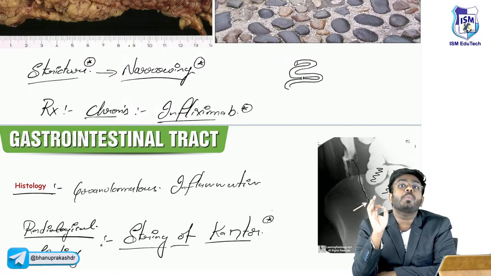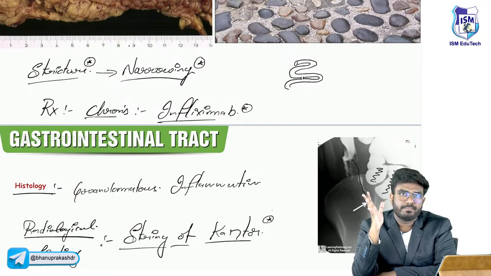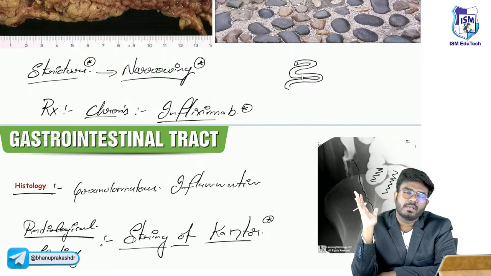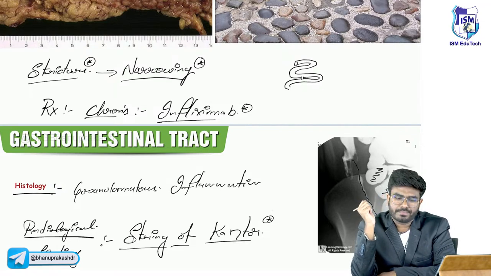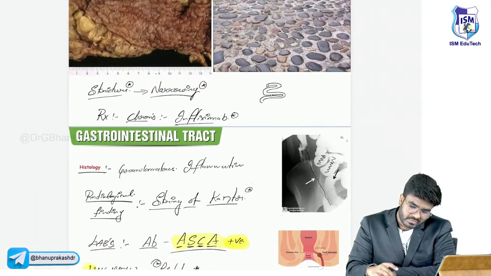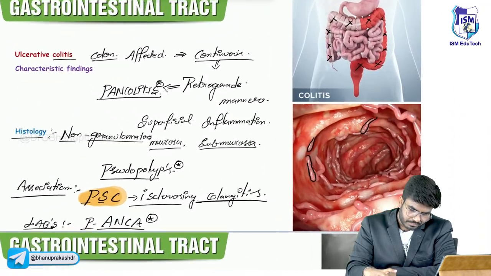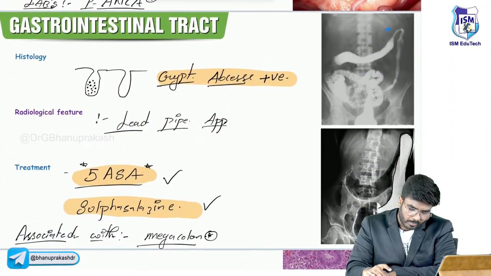Then what are the important points about ulcerative colitis? Superficial inflammation. Pancolitis. Continuous involvement will be seen. Non-granulomatous inflammation. Lead pipe sign is going to be seen on radiology. On histology, crypt abscess is going to be seen. Treatment: 5-aminosalicylic acid as well as sulfasalazine, along with that steroids can be used. So these are some important points which I want you to know, sir. These two inflammatory bowel disorders are also completed.